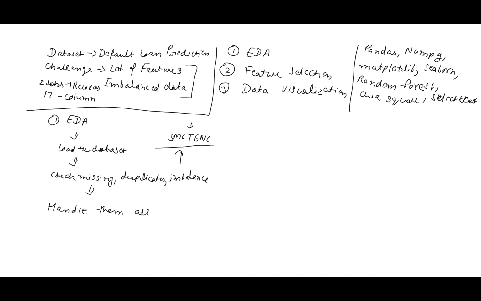After that, in the second step, feature selection, before doing the data visualization, we should do the feature selection, because if you have a lot of features and your data is high dimensional, it's very tough to visualize it. So we will do the feature selection.